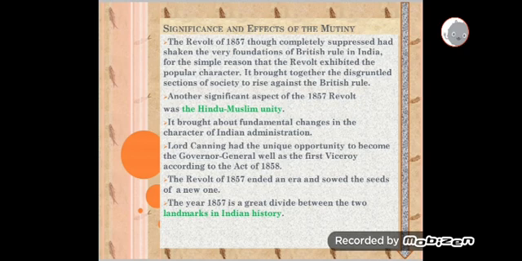It brought about fundamental change in the character of Indian administration. Lord Canning had the unique opportunity to become the Governor General as well as the first Viceroy according to the Act of 1858. The revolt of 1857 ended an era and sowed the seed of a new one. The year 1857 is the great divide between the two landmarks in Indian history.